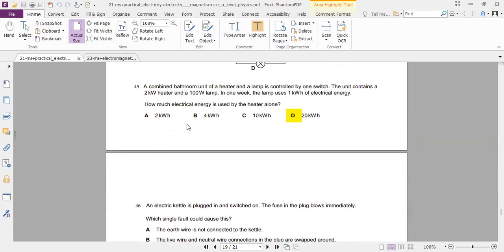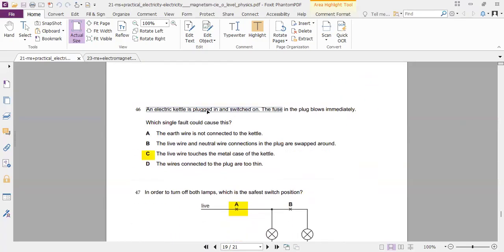Look at it again. A combined bathroom unit has a heater and a lamp controlled by one switch. The unit contains a 2 kilowatt heater and a 100 watt lamp. If in 1 week the lamp uses 1 kilowatt of electrical energy, how much electrical energy is used by the heater alone? Well, the electrical energy used by the heater should be 2 kilowatts multiplied by 7 multiplied by 24. If you multiply 2 with 7 and then 24, ideally you should get 20 kilowatts, the answer.